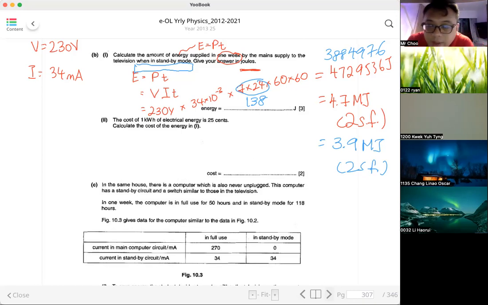For Chelsea, can you explain to me how you get 28512? That's my question for you. How do you get your 28512?